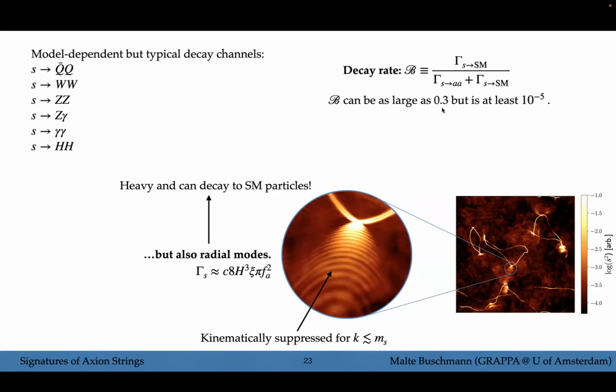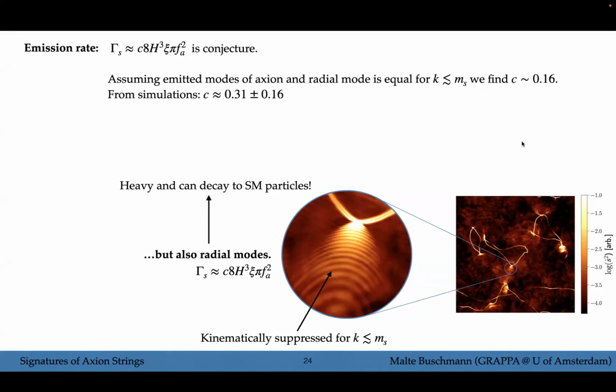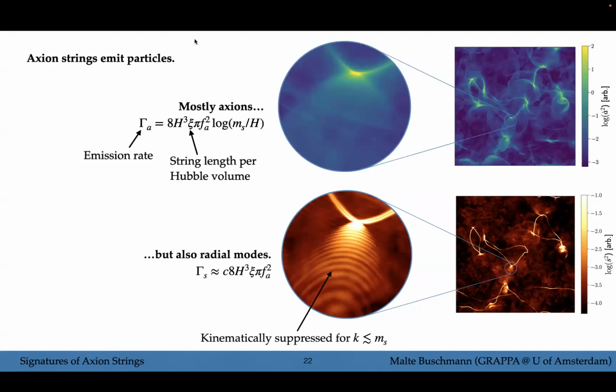So what we then want to know is, of course, how many radial mode particles, what is the emission rate of radial mode particles of axion strings? So what we want to know is the emission rate that you actually saw on the previous slide. Those are basically a function of Hubble, of course. They depend on chi here as the string length per Hubble volume. Of course, the more strings you have, the more you emit. And the other factors here are coming from the string tension.